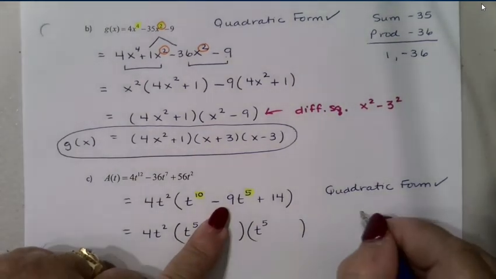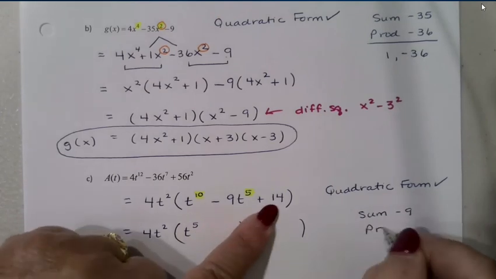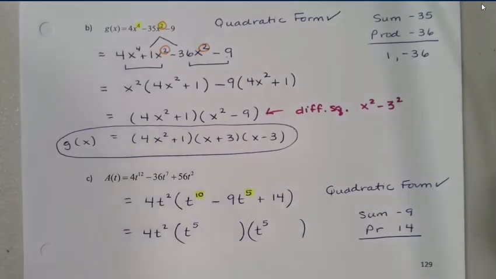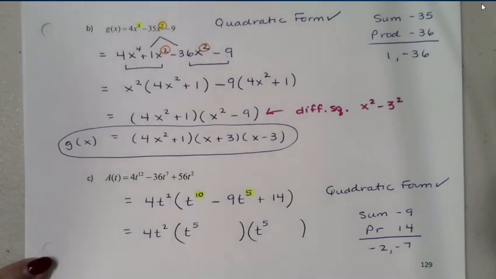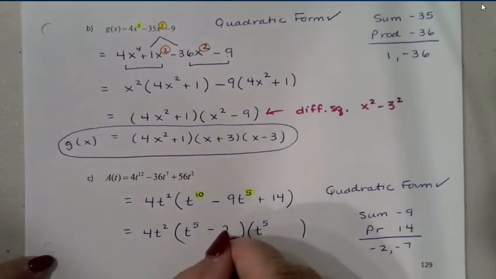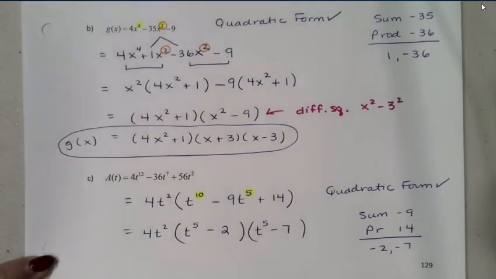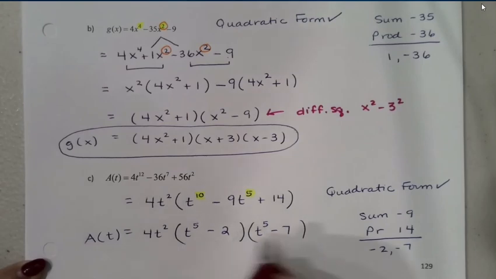Then I'd be looking for a sum of negative 9 and a product of 14. So I'm thinking negative 2 and negative 7 would do that. T to the 5th minus 2, t to the 5th minus 7. And these aren't difference of squares, certainly, but the 5th power is in there, so I know I'm done.